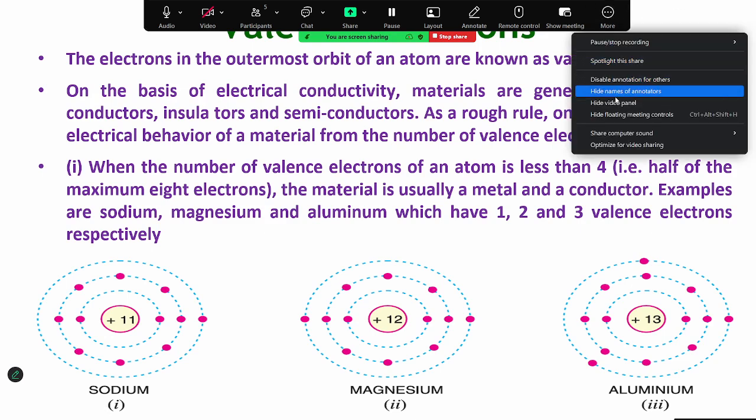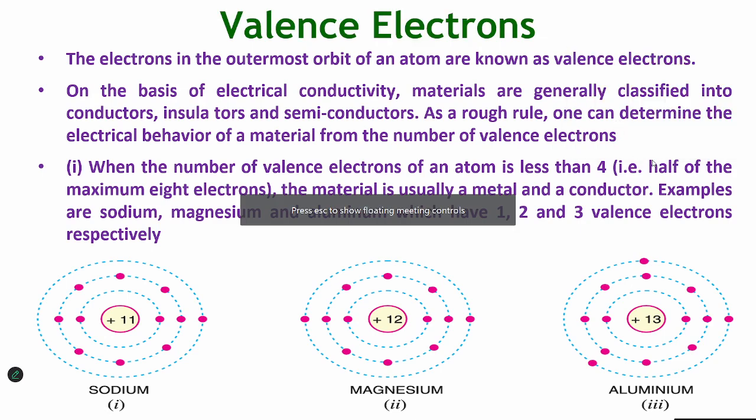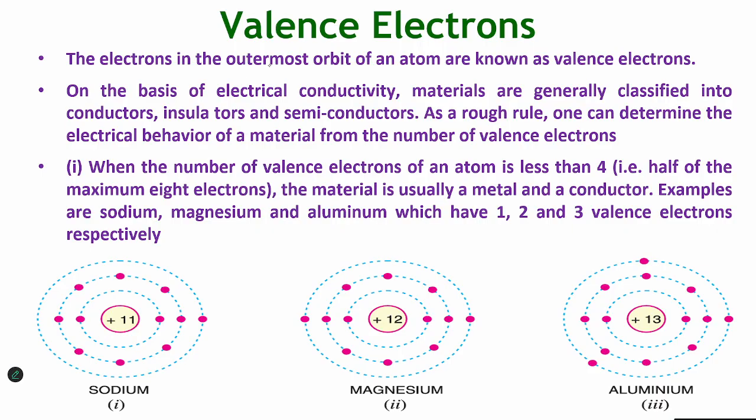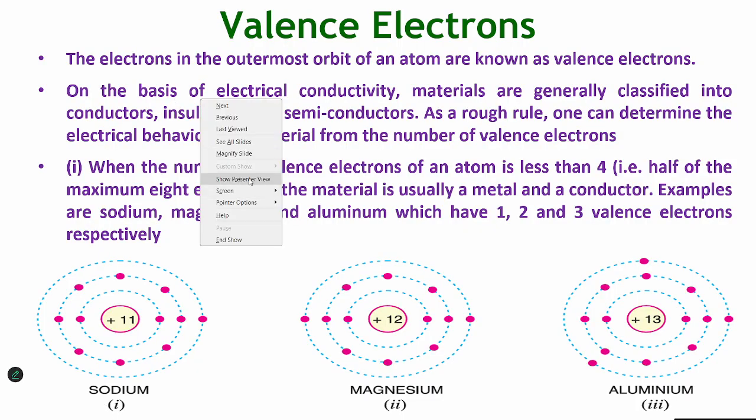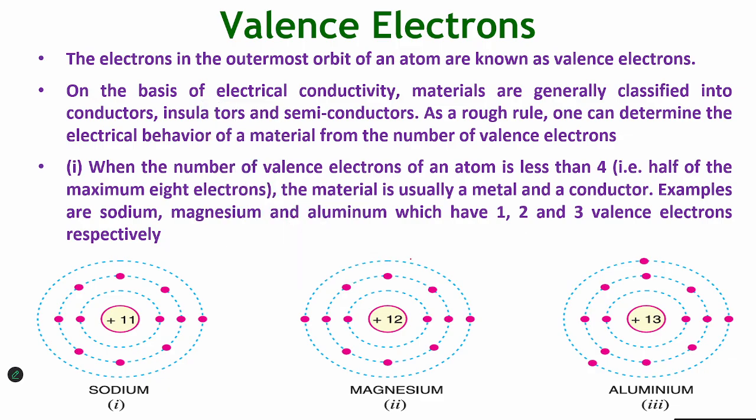Next, if you see, valence electron. Valence electron is nothing but the electron present in the outermost orbit of an atom. We already saw the carbon atom. So the carbon atom has how many valence electrons? Four valence electrons.